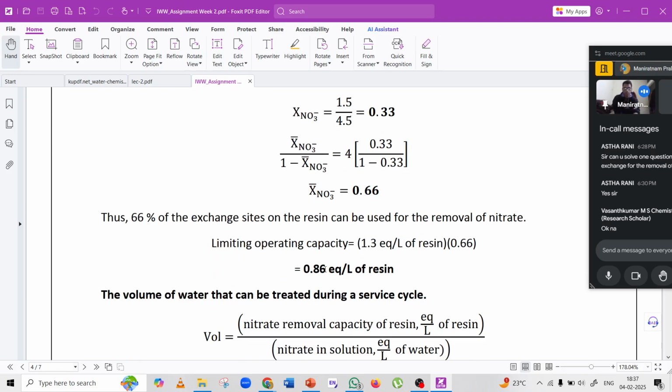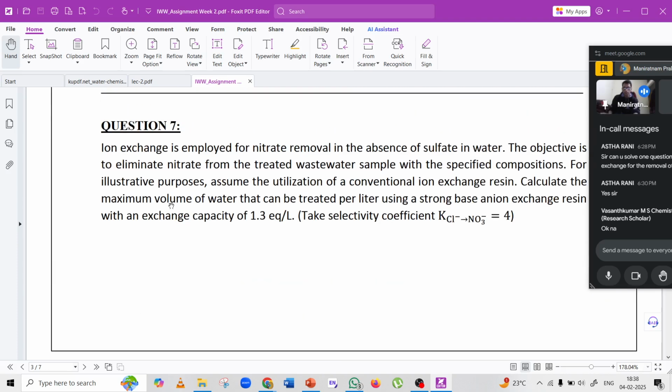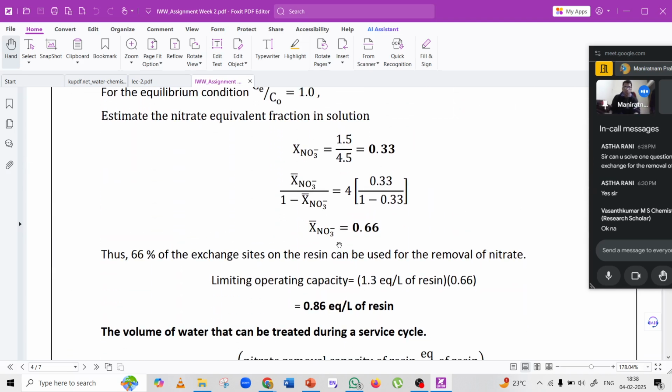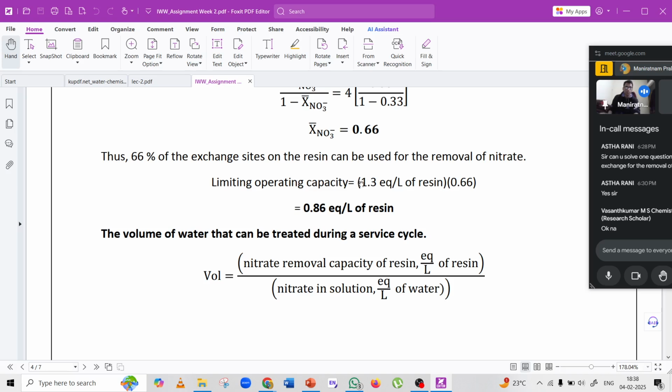So this is the limiting operation. Now they have also given in the question that the exchange capacity is only 1.3 equivalent per liter. Whatever we are adding, only 1.3 equivalent per liter will get exchanged. So we know the efficiency fraction is 0.66, or 66%. For the limiting operation we multiply it with 1.3, and then the treatment or operating capacity will be 1.3 into 0.66, that is 0.86 equivalent per liter of resin.